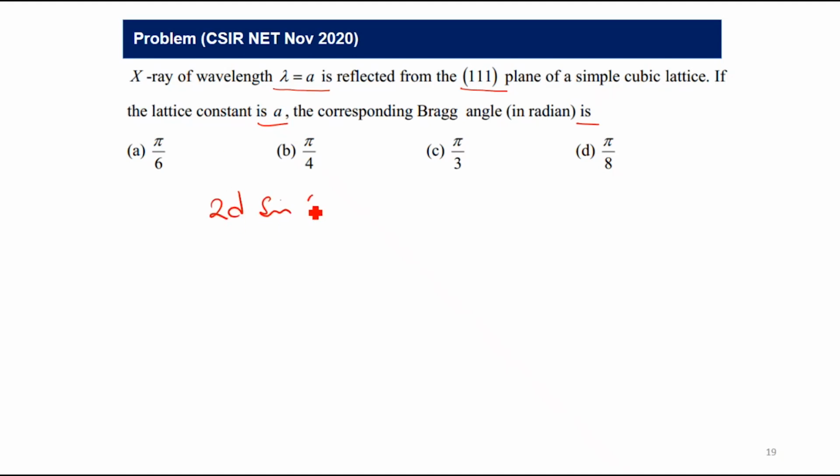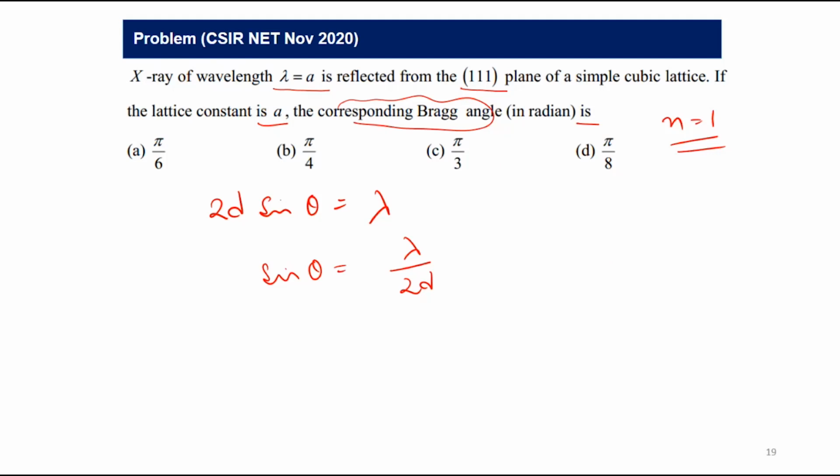2d sin theta is equal to n lambda. Bragg angle will take the first value of n, that is n equal to 1. So what is asked here? Bragg angle. Sine theta is equal to lambda by 2d.